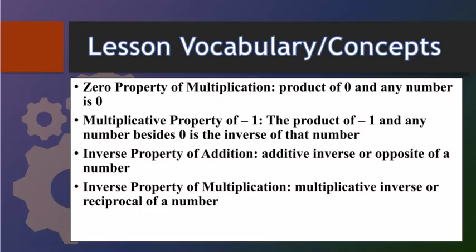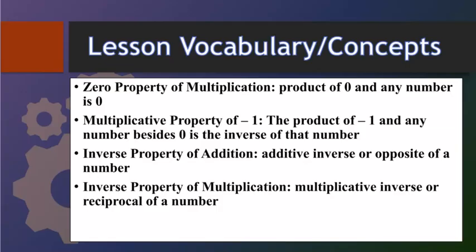Other properties that we're going to focus in on today is the zero property of multiplication, which just means the product of 0 and any number is still going to be 0. The multiplicative property of -1 is the product of -1 and any number besides 0 is the inverse of that number. Anytime you hear the inverse, think the opposite. So the opposite of addition is subtraction, or the opposite of a positive is a negative.